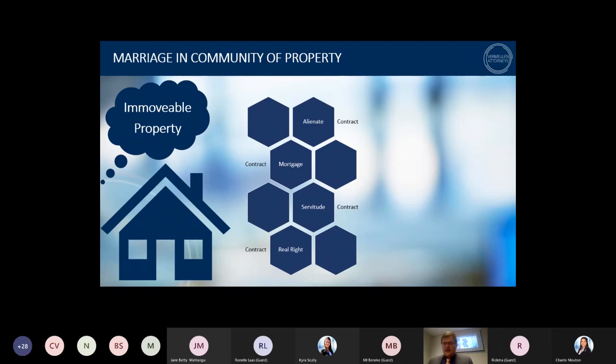You cannot sell it, give it away, donate it, destroy it, etc. You cannot mortgage it. You cannot put it down as security for debt, in other words. You cannot grant a servitude over it. You cannot say, you may build a road over my property and we register that servitude at the deeds office, or lay a pipe through my property, and you cannot give anyone a real right.